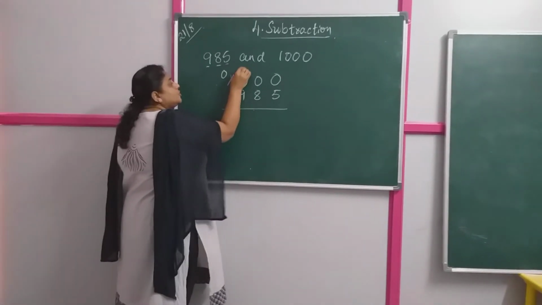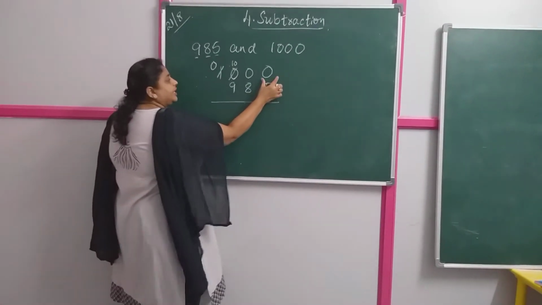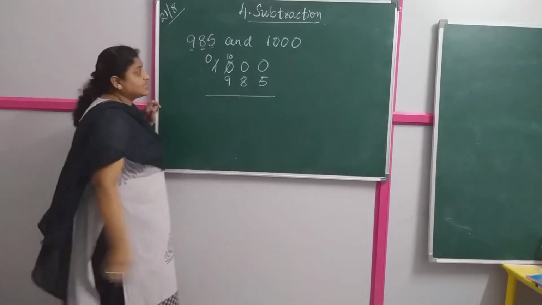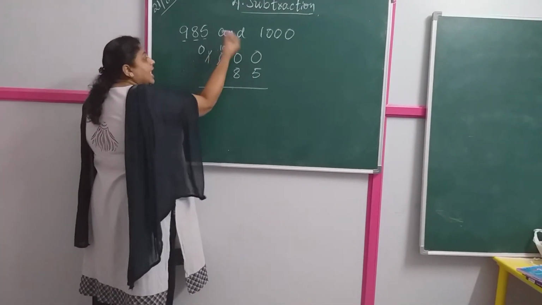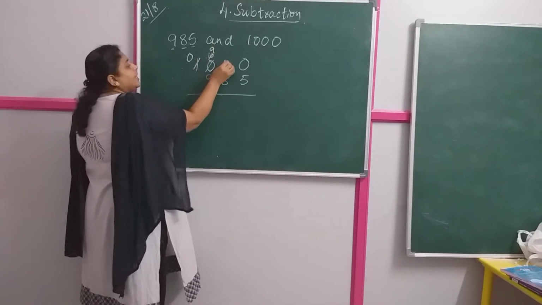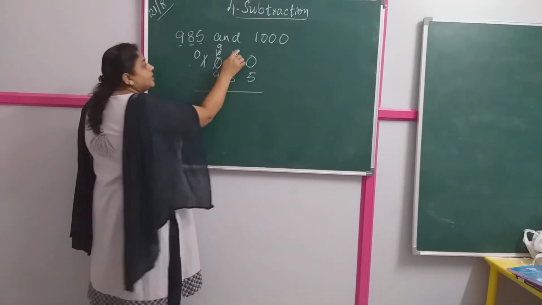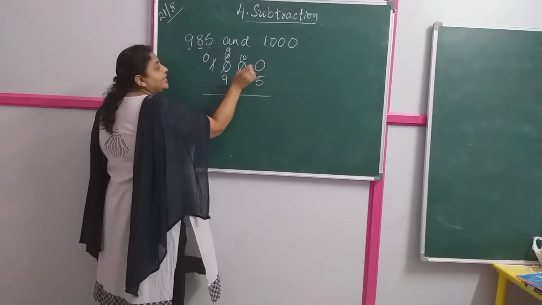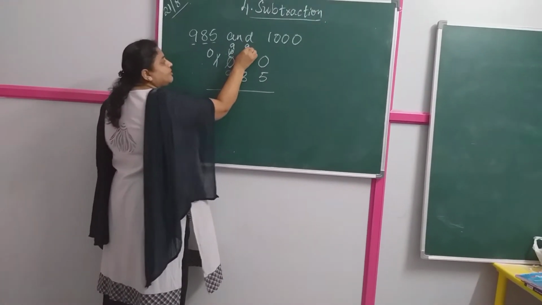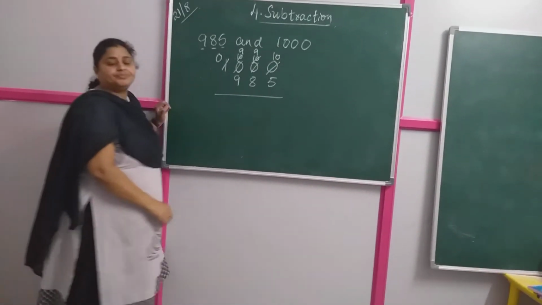This changes to 10. But where do I need the borrow? First I need a borrow in the 1's place. So again from this 10, I am taking out one more borrow. So 10 changes to 9 and this changes to 10. Again from here I need to take a borrow, right? Again 10 changes to its before number 9 and the 0 changes to 10.